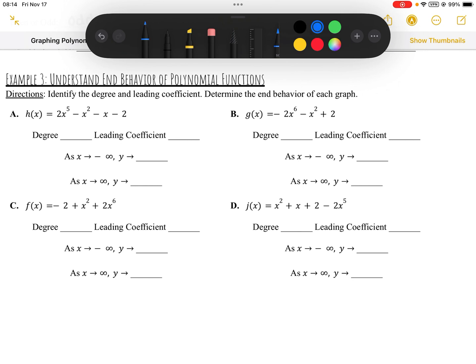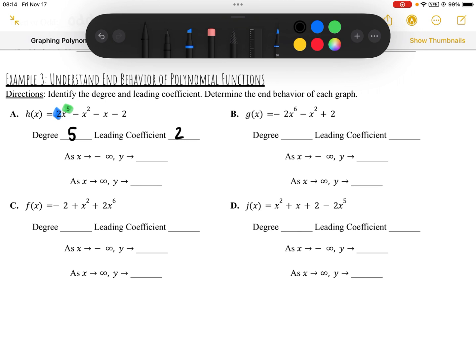So I'm going to go ahead and identify my degree. My number in front is 2, so that's going to be my degree. Or no, sorry. We're doing degree first, not leading coefficient. I apologize. My degree is the highest power. My highest power here is 5, okay? So 5 is my degree. My leading coefficient is the number in front, so leading coefficient is 2.